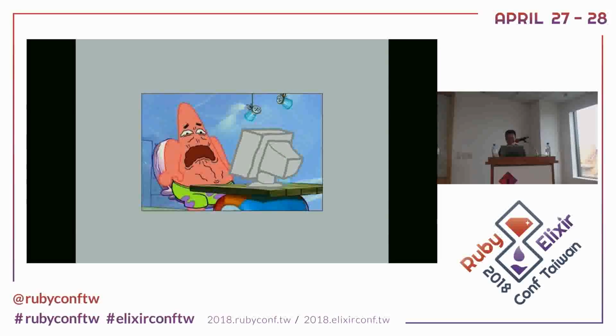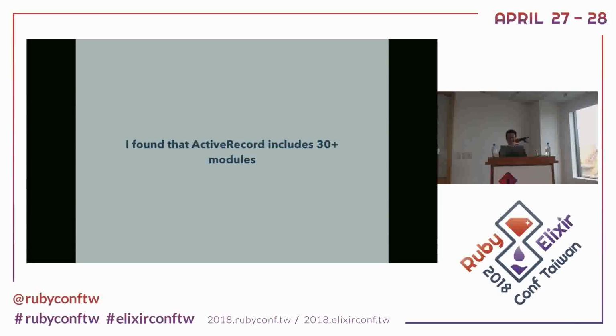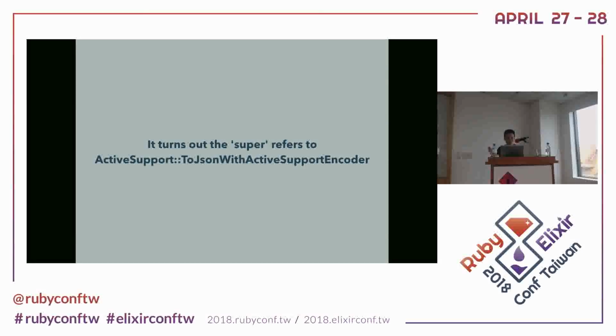I was like this. I found that ActiveRecord includes more than 30 modules. And in fact, none of them implement the to_json method. Finally, it turns out the super refers to is the ActiveSupport ToJsonWithActiveSupportEncoder module.